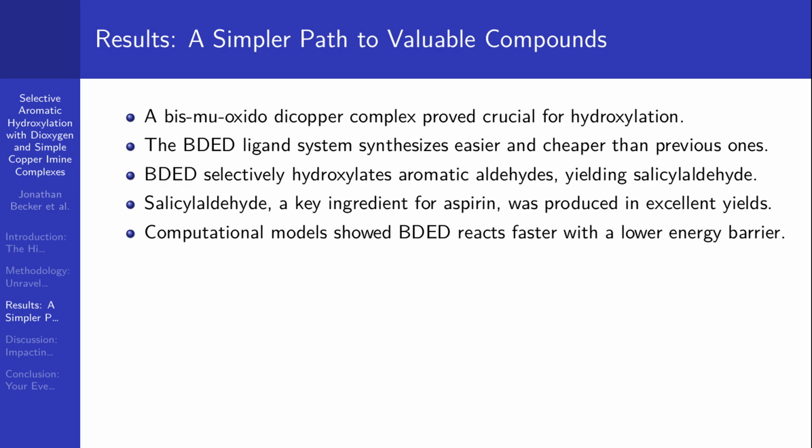Second, and perhaps most excitingly, we successfully developed a new simpler chemical tool, a copper complex supported by the BDDED ligand. This new system is much easier and cheaper to synthesize than previous ones, yet it achieves highly selective hydroxylation of aromatic aldehydes, producing valuable compounds like salicylaldehyde, a key ingredient for aspirin, in excellent yields.